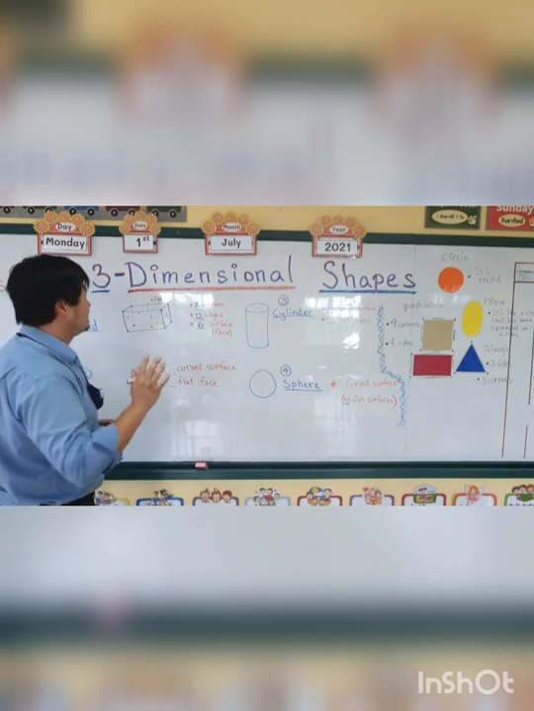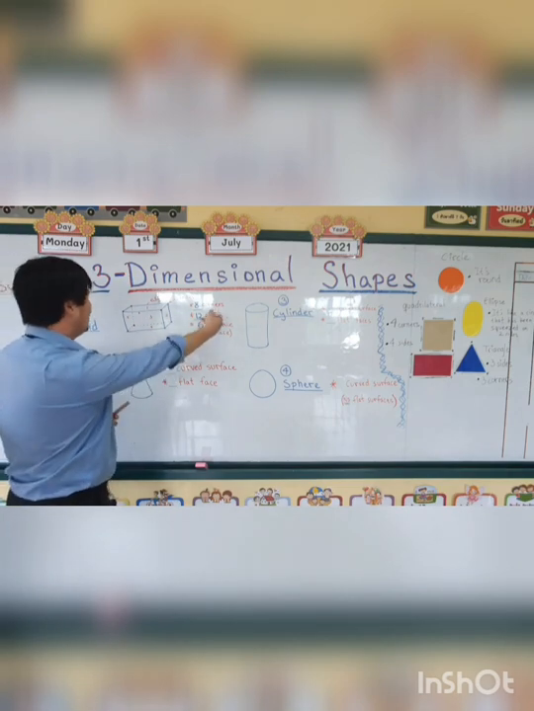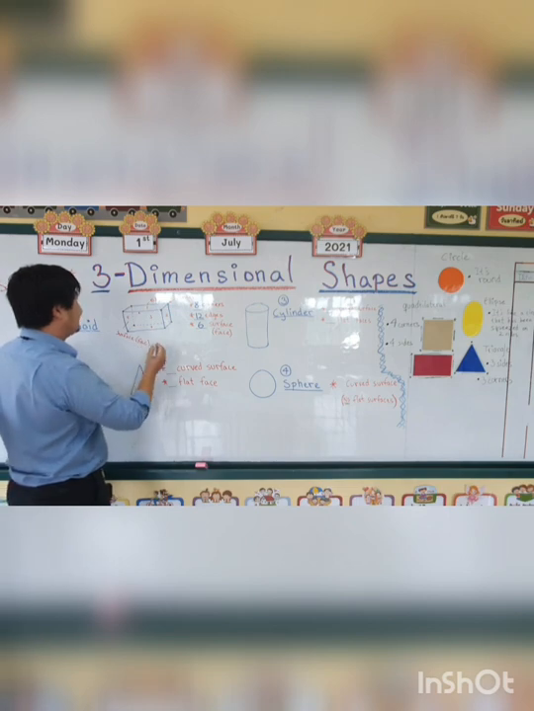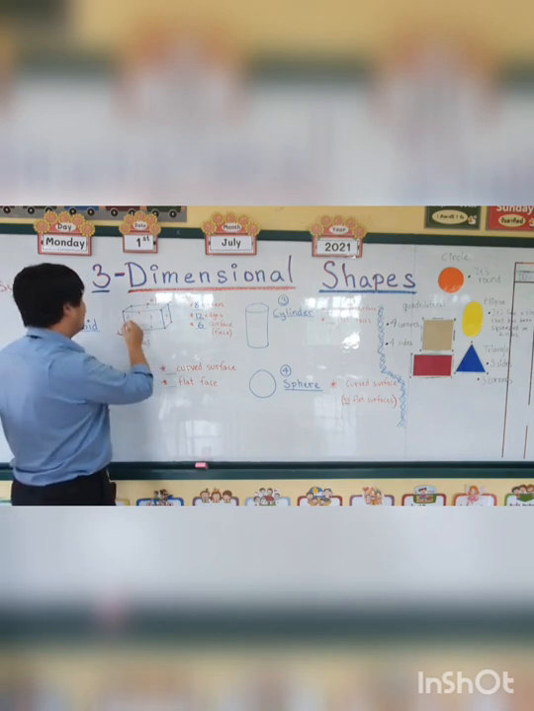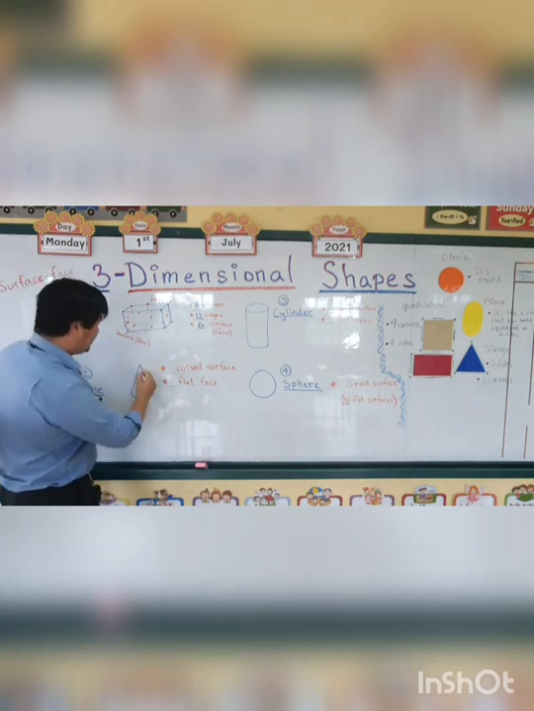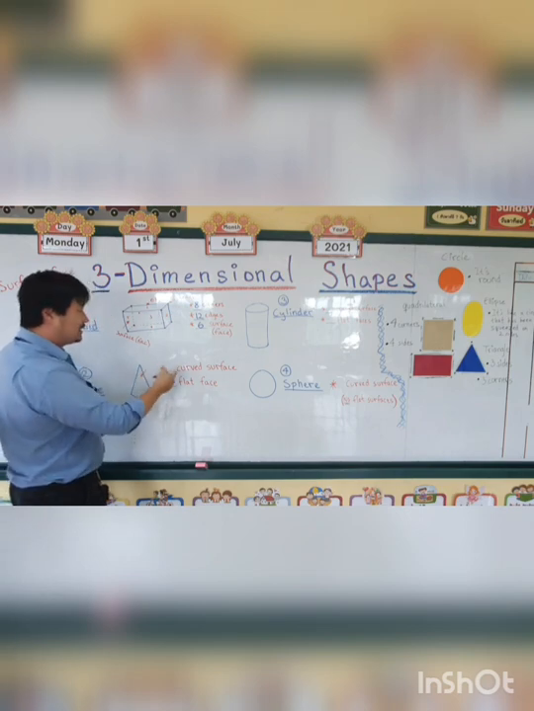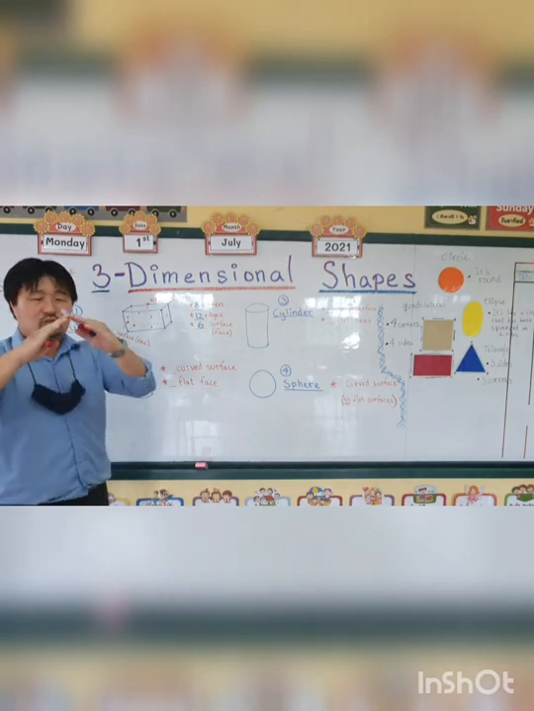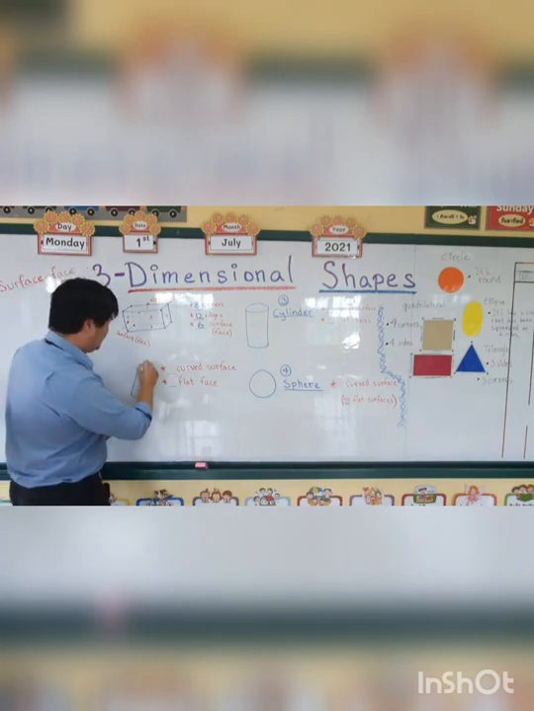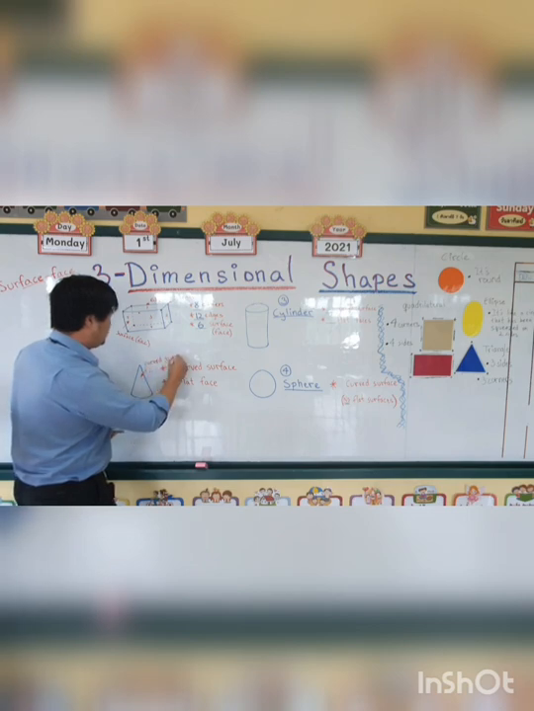Oh, I apologize. I forgot to write surface. So this is the surface. Surface or face. Okay? Alright, good. So now we have a surface here, but it's a curved surface. It's curved, goes all around. So, curved surface.